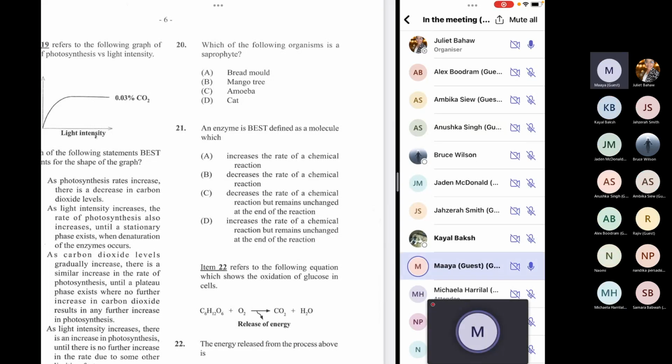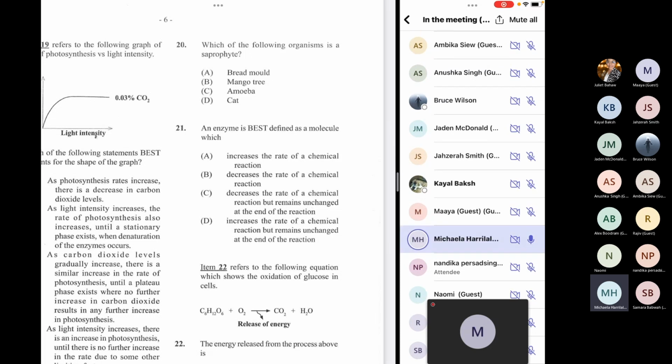Which of the following organisms is a saprophyte? A, bread mold. Saprophytes feed on decomposing matter. So mold is something that is formed on decomposing bread. You tend to see a kind of greenish color. All right. 21.